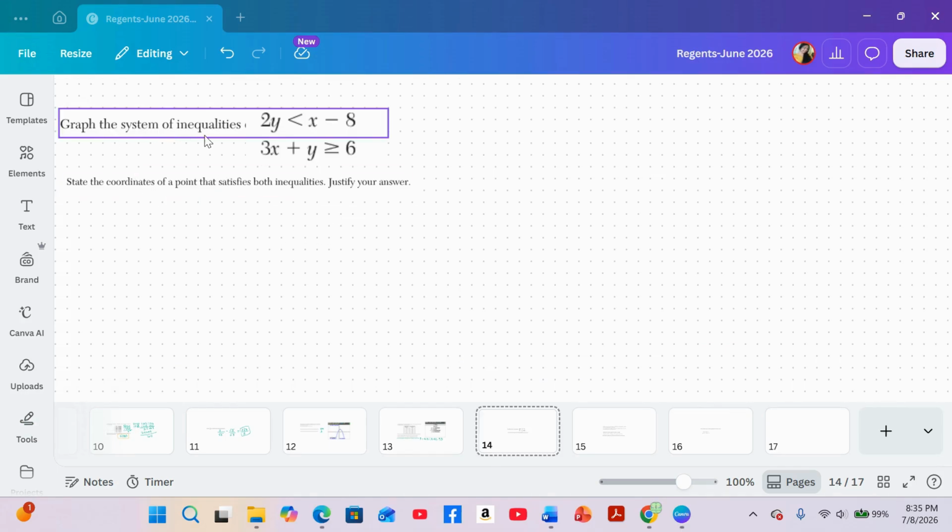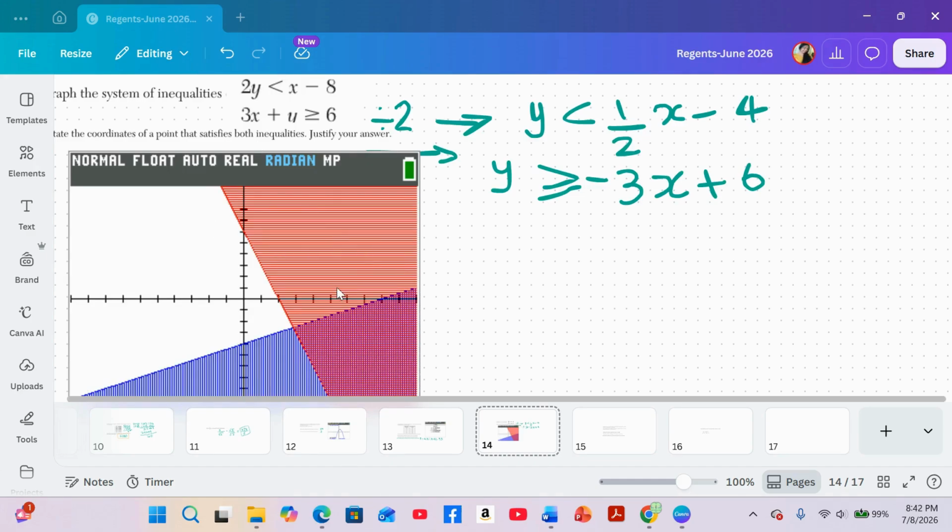So we have to graph this system of inequalities and then state the coordinates of a point that satisfies both inequalities and you have to justify your answer. So I'll head back to the calculator, just plug these in and show you the finished graph. So this here is your graph. They want you to state the coordinates of a point that satisfies both inequalities. It must satisfy both inequalities, justify your answer. So any point in this area here is good enough.